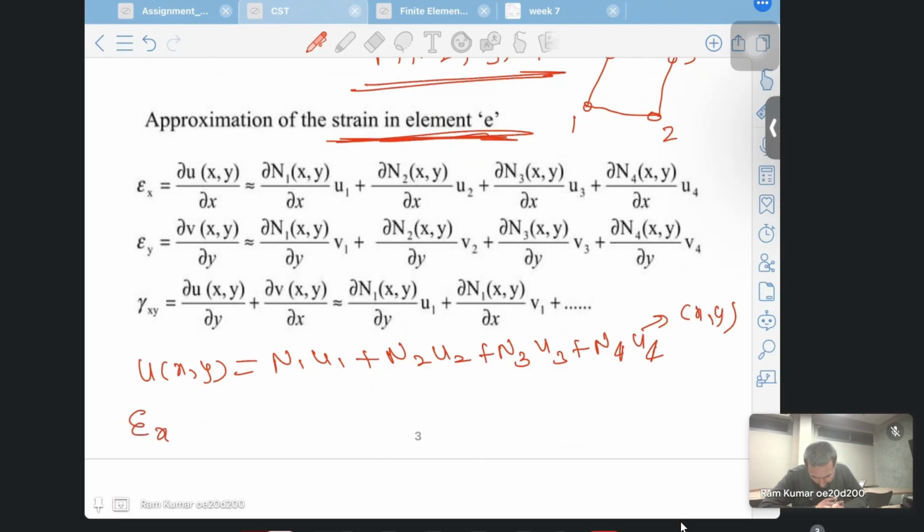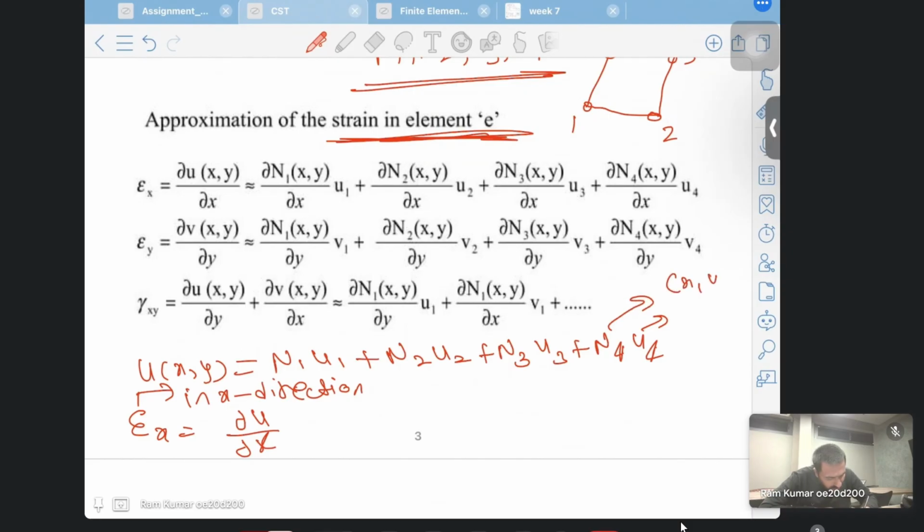Strain in x direction, we have to take partial differentiation, so del u by del x. One thing I forgot here: look, this is our constant. Our shape function is a function of x, y. This is nodal displacement. How can it be variable?